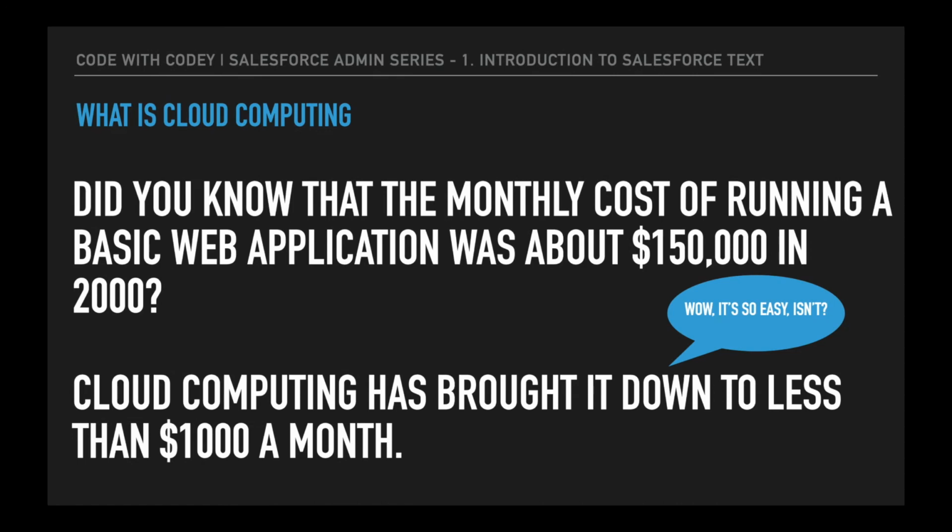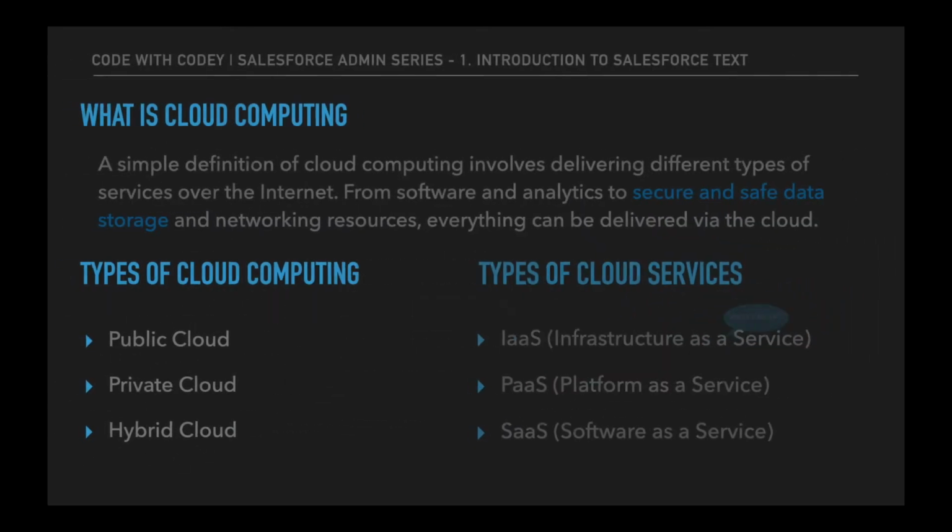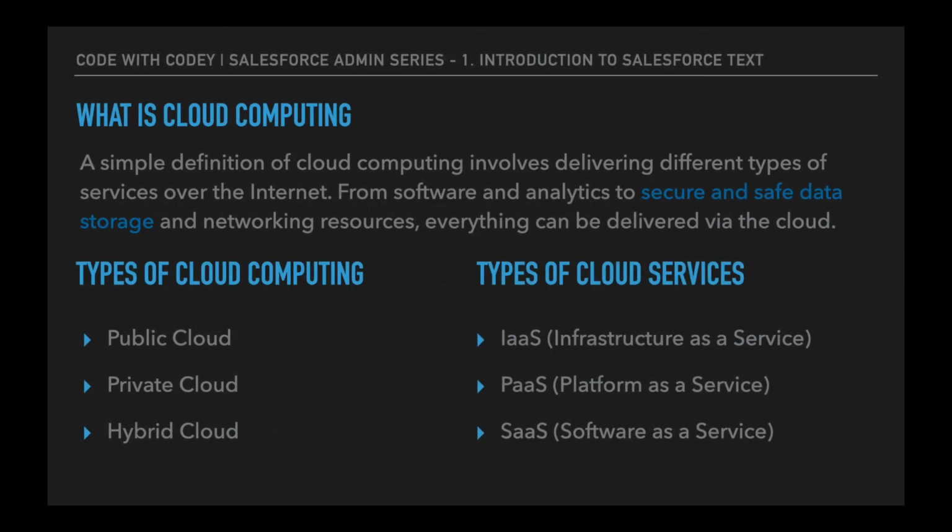Now let's talk about what is cloud computing. Did you know that the monthly cost of running a basic web application was about $150,000 in 2000? Cloud computing has brought it down to less than $1,000 a month. Isn't it amazing? So, a simple definition of cloud computing involves delivering different types of services over the internet. From software and analytics to secure and safe data storage and network resources, everything can be delivered via the cloud.